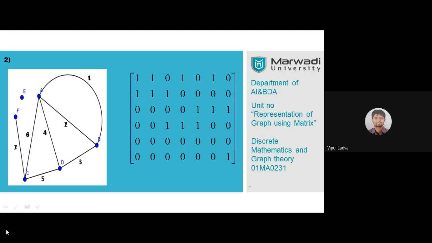Is it? Let me use my pen. You may give labeling over there. This is related to vertices A, B, C, D, E, and F. Is it? E, let me confirm. Yes, E is an isolated vertex. So all the entries on the row related to E are 0. It reflects that E is an isolated vertex, is it? And instead of using that notation 1, 2, 3, 4, 5, 6, 7, I think we should use E1, E2, E3.